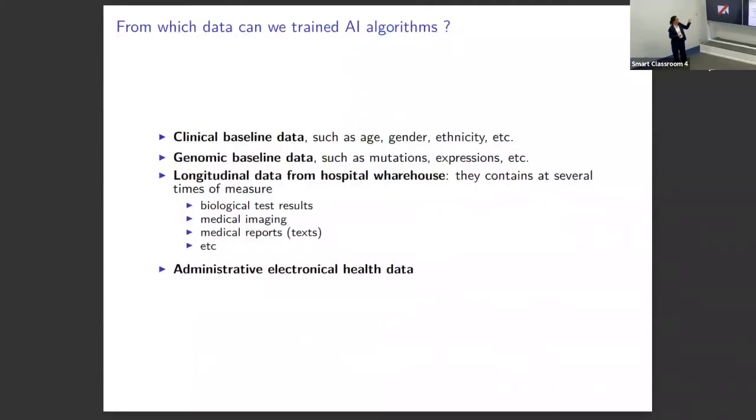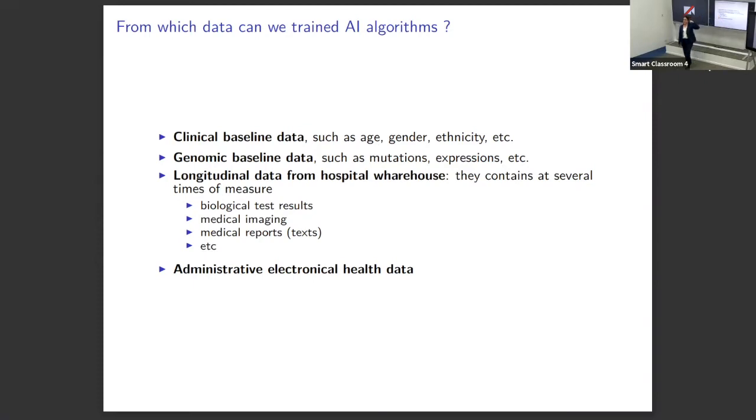So now, from which data can we train this AI algorithm? There is clinical baseline data. Baseline is the data you know once at the beginning, for example gender, ethnicity, things like that. We have genomic data. You can do a genomic test on a person. And now, and that's the big problem, or not the problem, but it's a bit harder to work with, it's what we call longitudinal data, either from a hospital data warehouse or from administrative electronic health data. I will give an example for the last one.